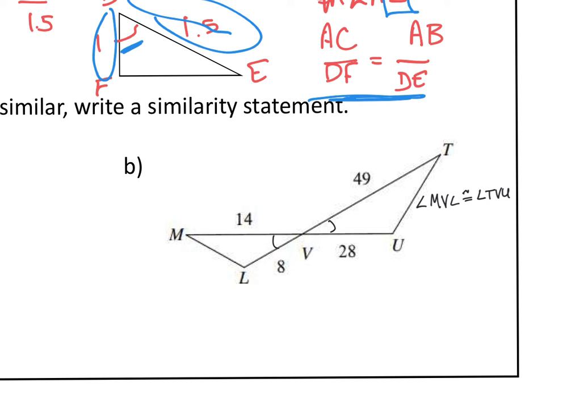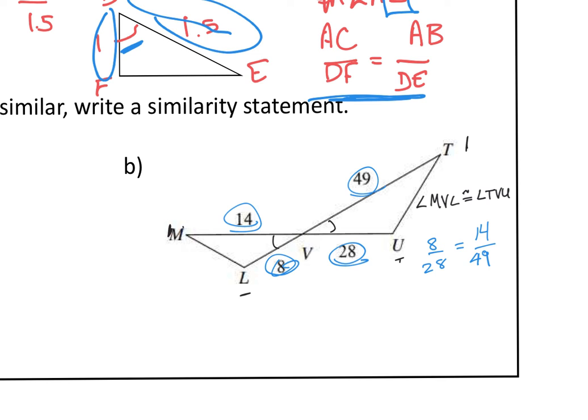Now, if you notice by the shape of these triangles, L is going to correspond with U, and M is going to correspond with T. So let's go set up our proportion so that we can figure out if these sides are proportional. So we have 8 is to 28 as 14 is to 49.